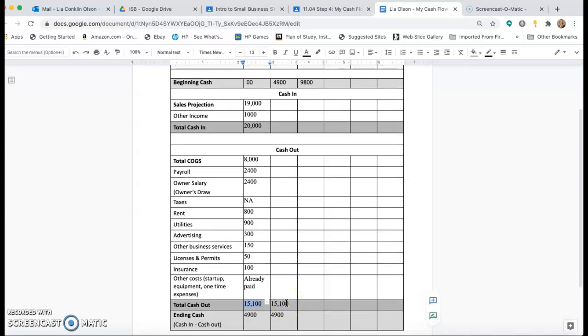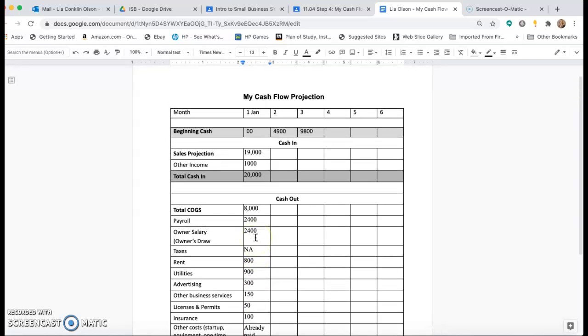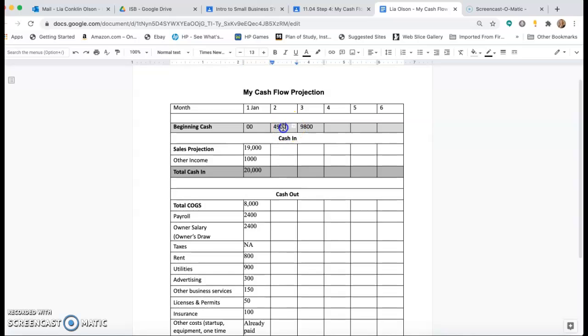So now for my ending cash, I must subtract the cash out from the cash in. So it's cash in minus cash out. And this is the number I get, 4,900. Okay, that number now becomes my beginning cash. And now I do everything again.